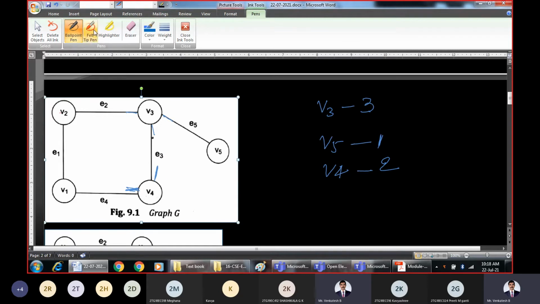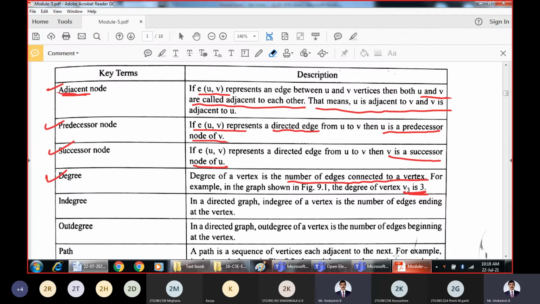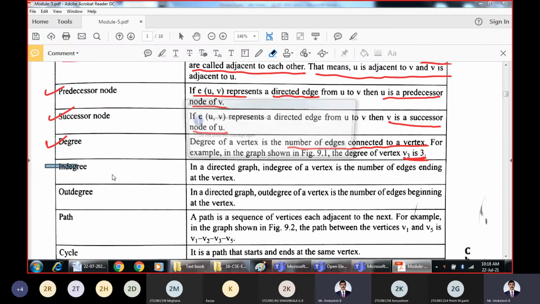So basically, the number of edges joining a particular node represents its degree. Similarly, in this diagram, the degree of V2 is 2, because there are two edges merging there, E1 and E2. That is the degree of a node. In-degree, as the name says, is the number of edges joining from outside to that node, and it is represented for the directed graph only.